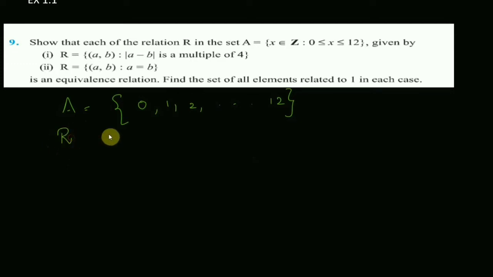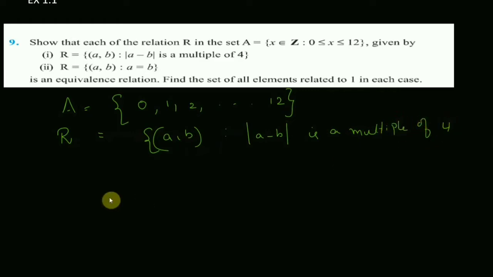That means your R will have elements like (1, 9). What is the difference of 1 and 9? 8. 8 is a multiple of 4. Similarly, it will have (2, 10). What is the modulus difference of 2 and 10? 8. 8 is a multiple of 4. So R is a set of ordered pairs where the modulus of the difference is a multiple of 4.